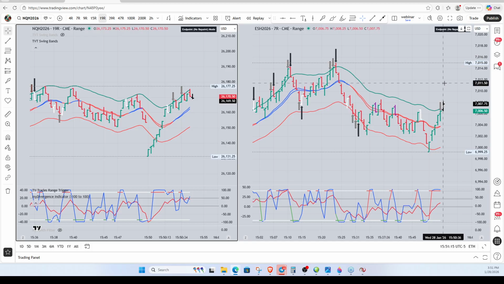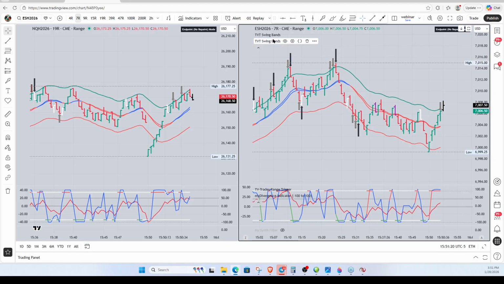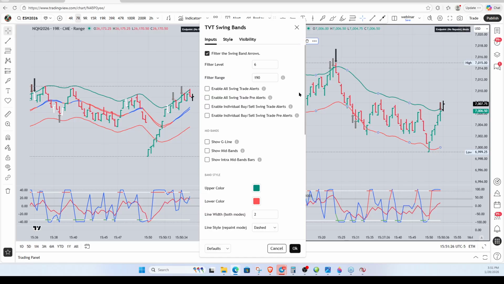Right, so the ES right now, if it gives us a down close here, I think that's going to be a trade. Yeah. Put the mid bands on with this.